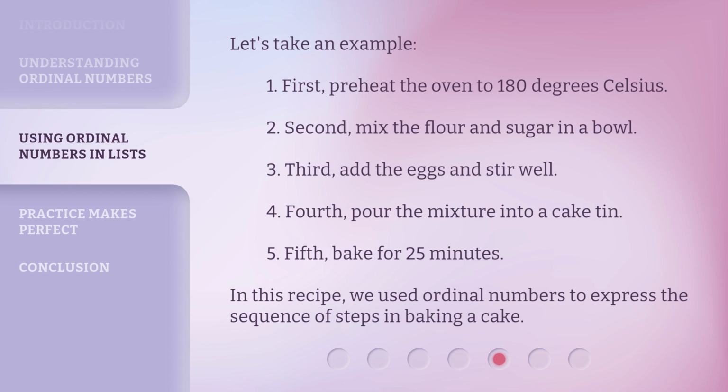Let's take an example. 1. First, preheat the oven to 180 degrees Celsius. 2. Second, mix the flour and sugar in a bowl. 3. Third, add the eggs and stir well. 4. Fourth, pour the mixture into a cake tin. 5. Fifth, bake for 25 minutes. In this recipe, we used ordinal numbers to express the sequence of steps in baking a cake.